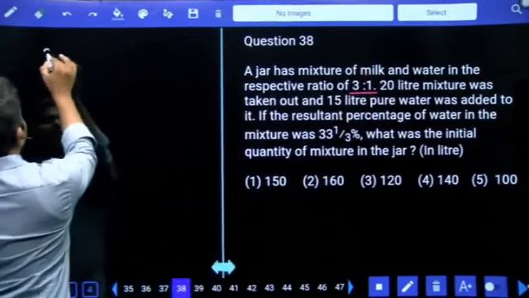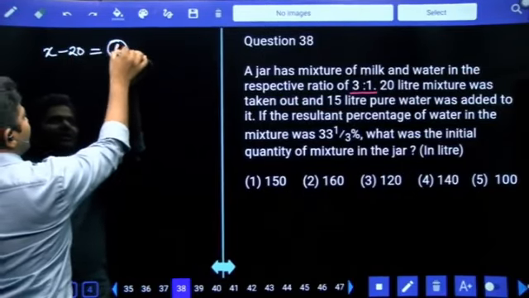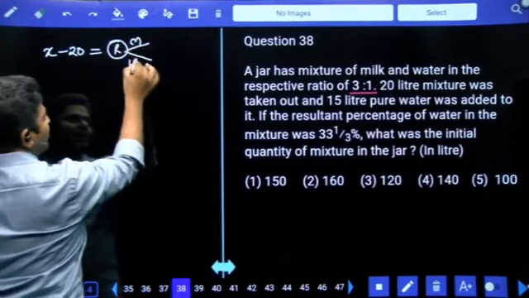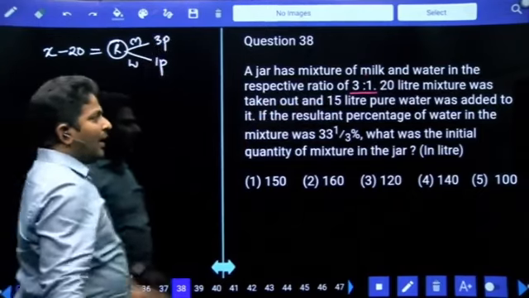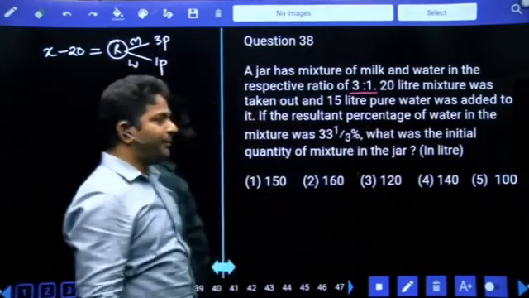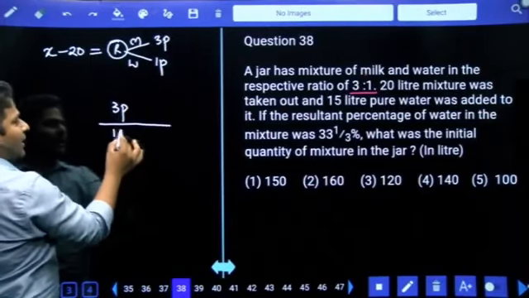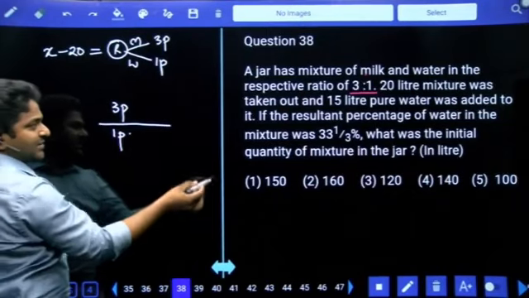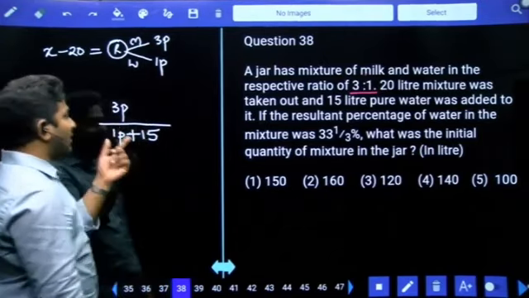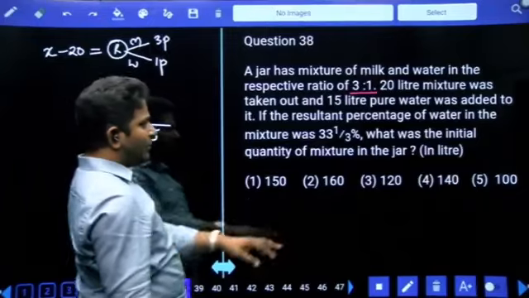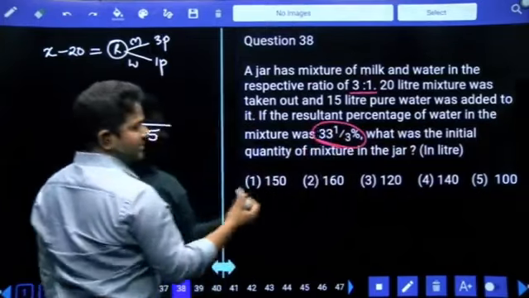Let us assume total we have X liters and 20 liters taken out, and we have remaining quantity. Even in this remaining quantity also, milk and water must be in the ratio 3:1, that is 3 parts and then 1 part. And to that again they are adding 15 liters of pure water. So milk initially we have 3 parts and water 1 part. This is after taking out 20 liters. And to this, when they add 15 liters of water, water component is 1 part plus 15. Now the resultant percentage of water is 33 1/3%. In fractional form we can take this as 1/3.